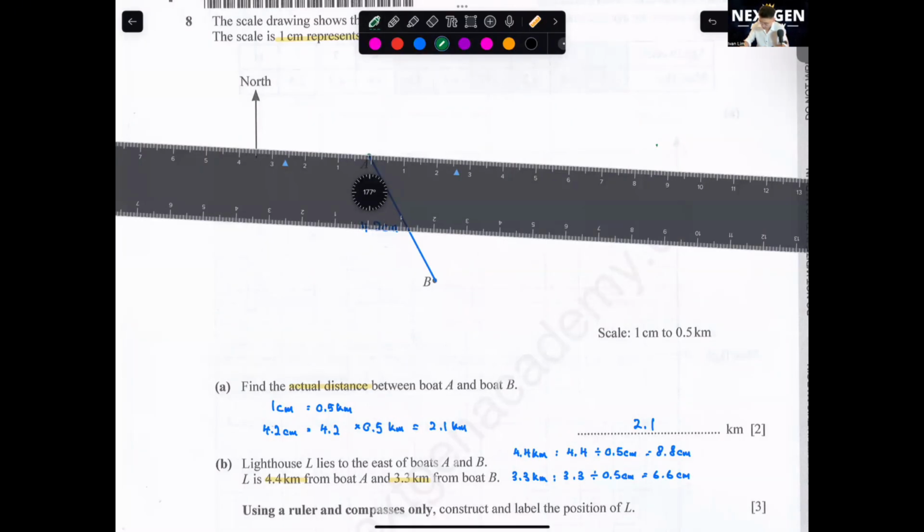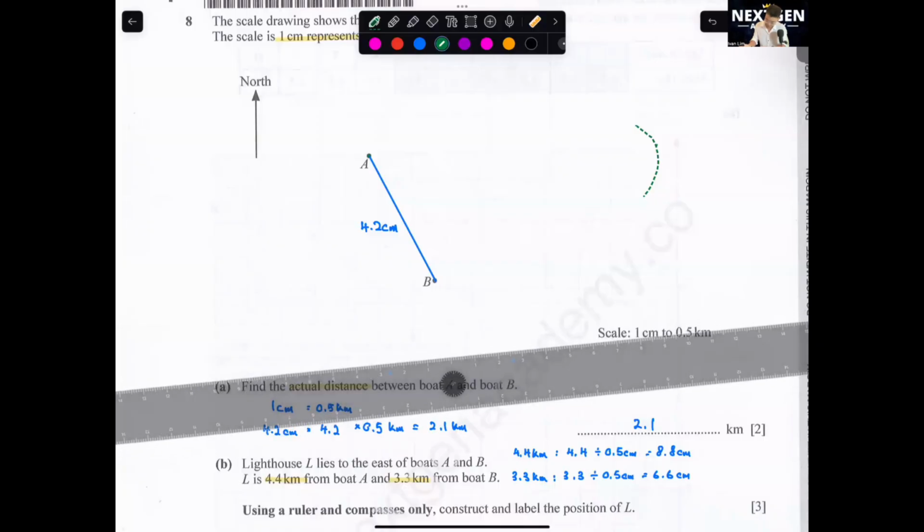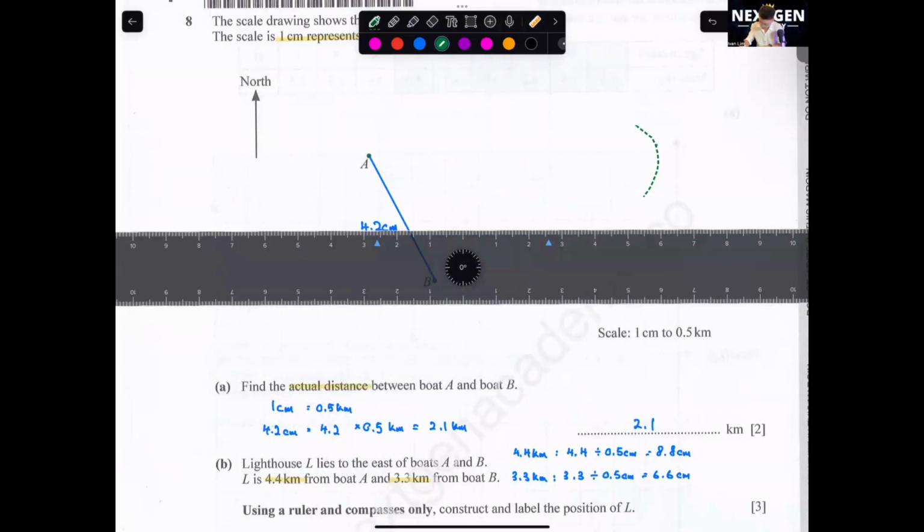Yeah, mine is just a rough estimate. So you all go and measure it. Okay, so cut like this. Cut. Okay. The other one, 6.6 cm.